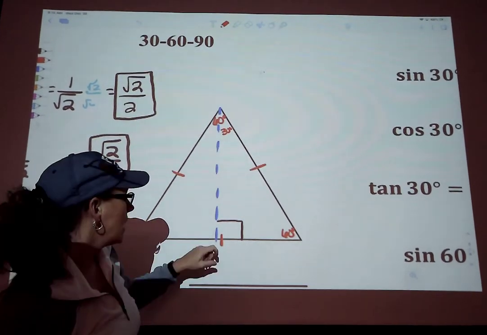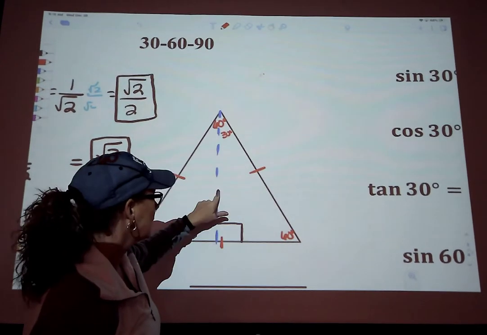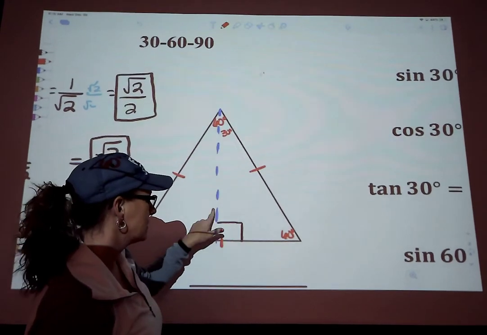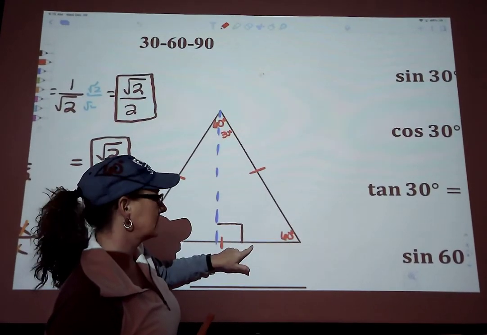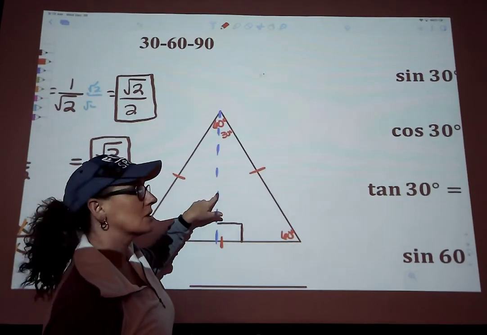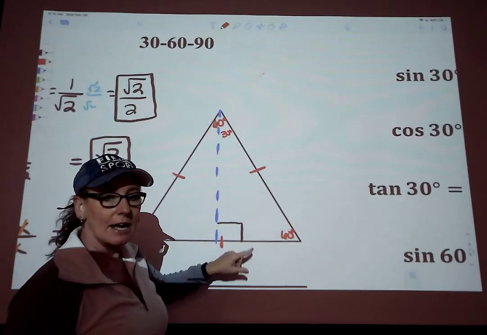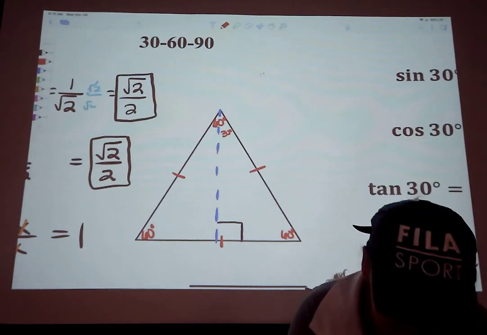Ready? Hypotenuse, leg, leg. This is obviously the shorter of the two legs because it looks that way and it's across from my smallest angle. I'm going to call this the short leg. I'm going to call this the long leg. And obviously I'm going to call this the hypotenuse. Everything revolves around the short leg. Let's say I call the short leg X.